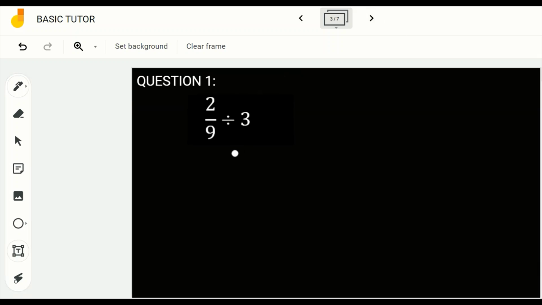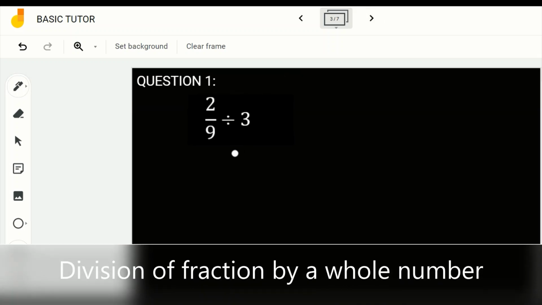Question 1. This is a division of a fraction by a whole number. So we're asked to divide 2 over 9 by 3. So this can also be written as 2 over 9 divided by 3 over 1. Remember that a whole number can be written as a fraction by dividing that whole number by 1. Now, what do we do next?